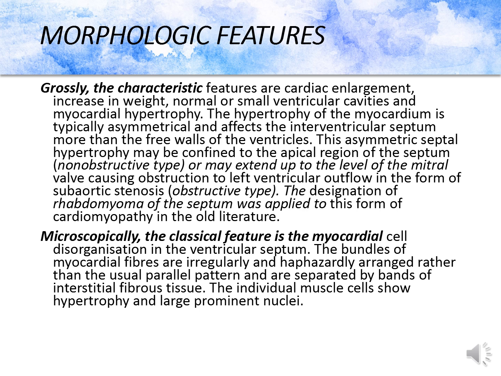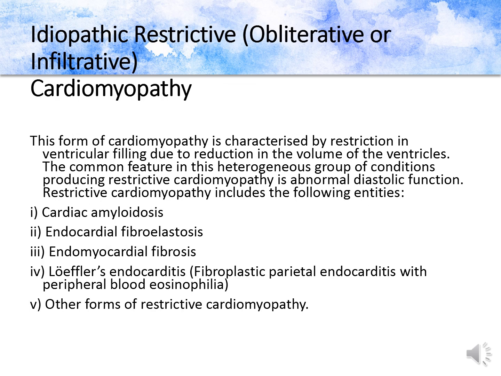Under microscope, we see myocardial cell disorganization in ventricular septum. The bundles of myocardial fibers are irregularly and haphazardly arranged rather than the usual parallel pattern and are separated by bands of interstitial fibrous tissue. The individual muscle cells show hypertrophy and large prominent nuclei.